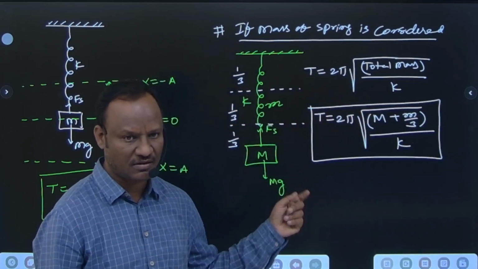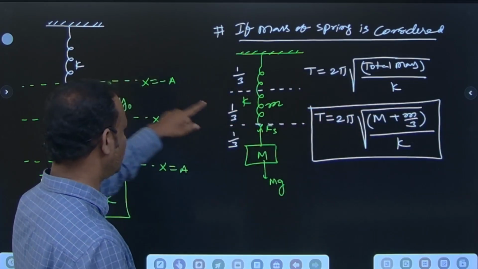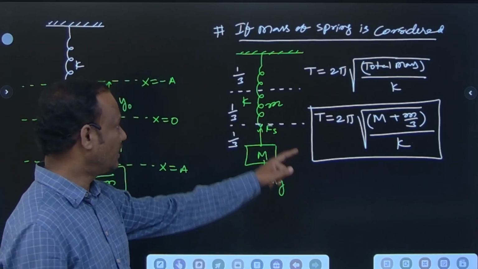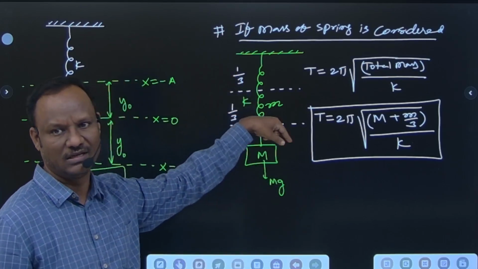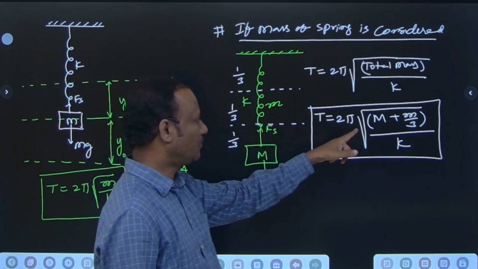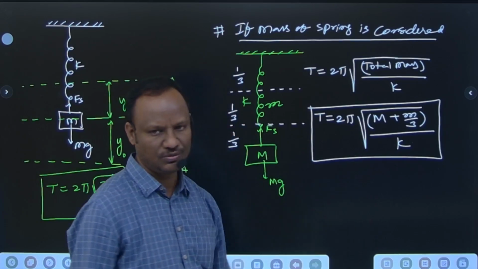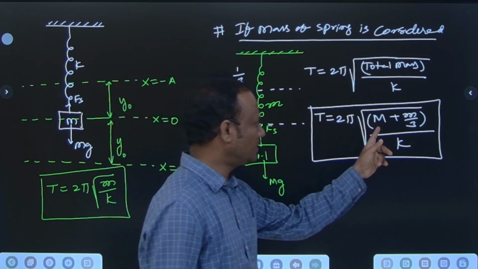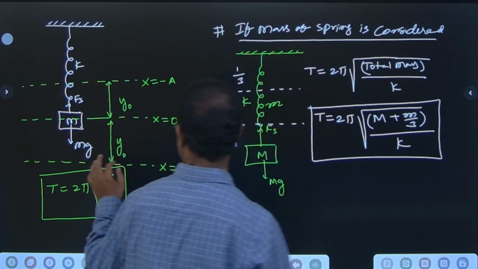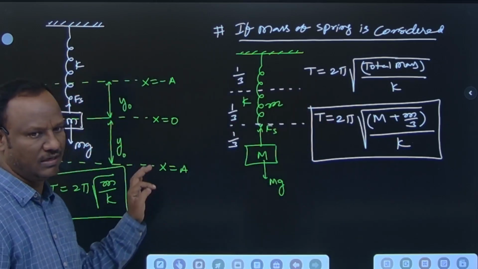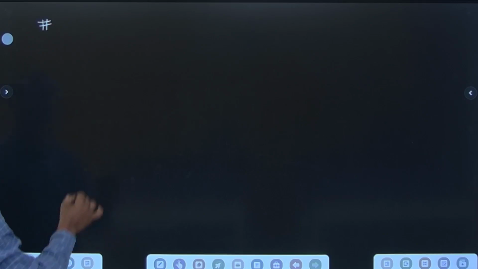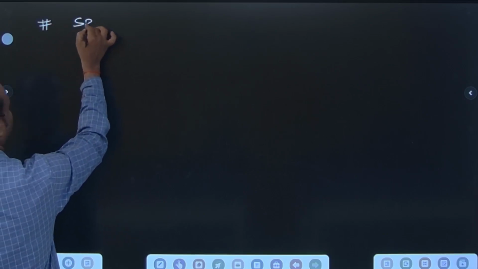Capital M is the mass of the suspended body. Small m is the mass of the spring. So T is equal to 2 pi under root of capital M plus small m by 3, by k. This is about a spring with a mass attached to it, the spring mass system.